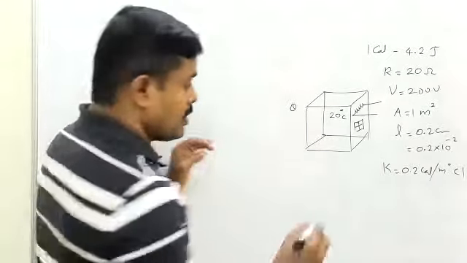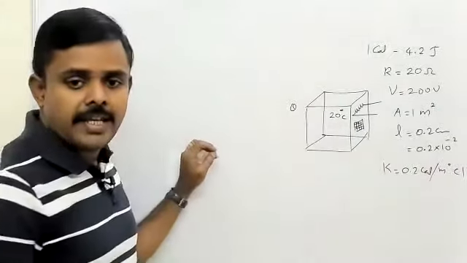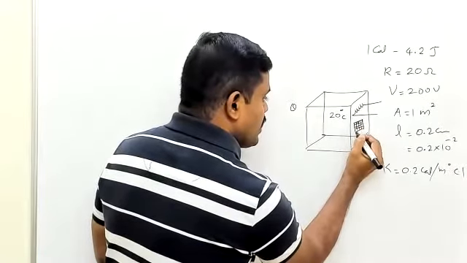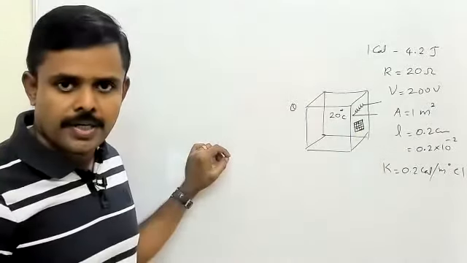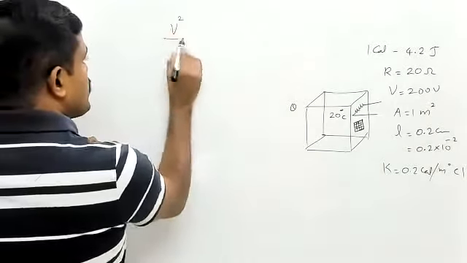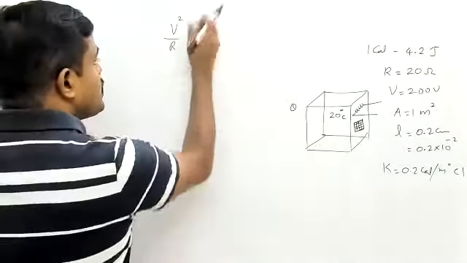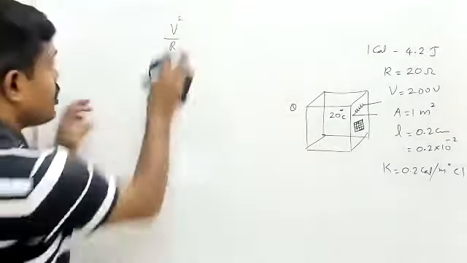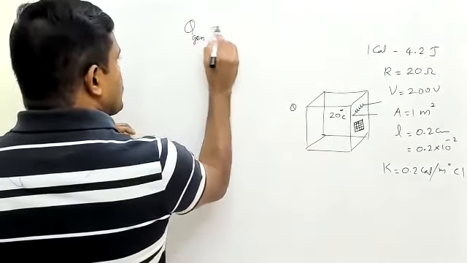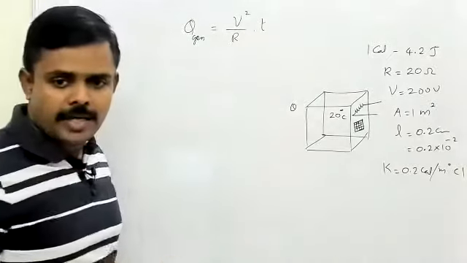Heat is being generated inside, and heat is transported through the window only. Correct. So what is the heat generated? I can write the equations independently. The heat generated inside is V square by R into T.